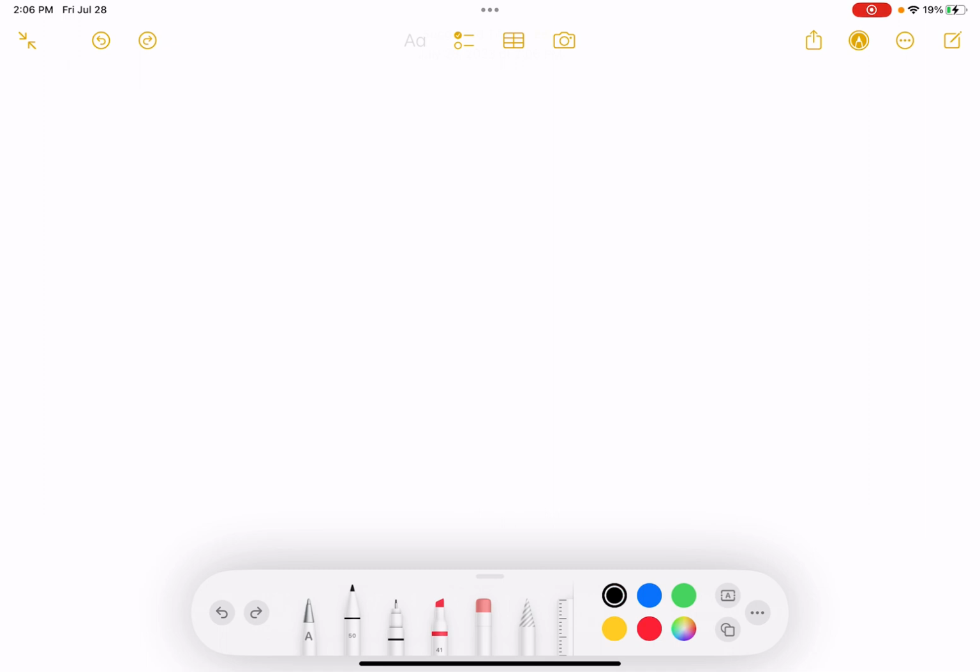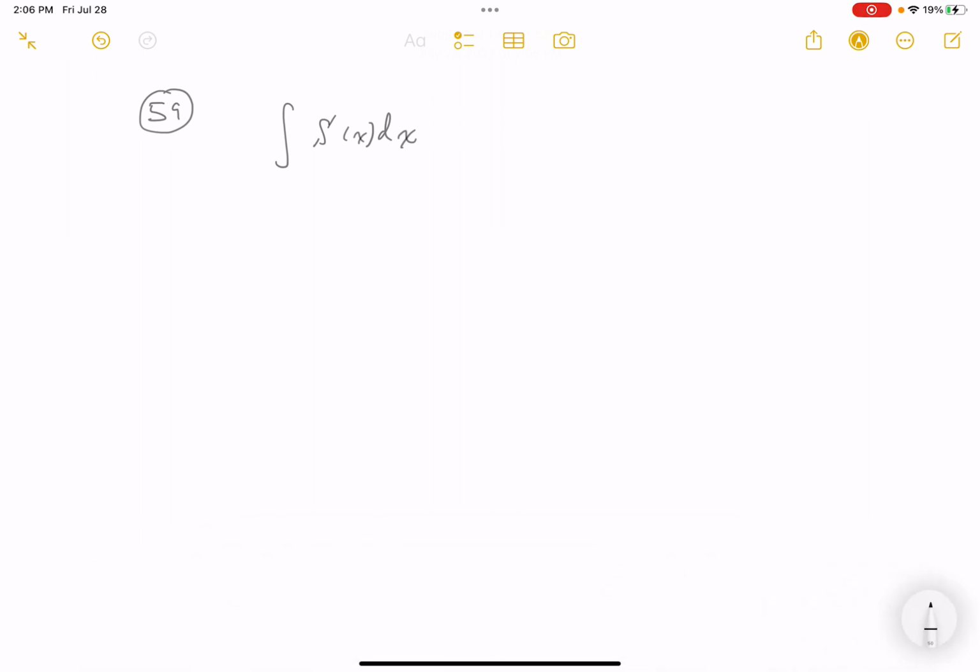And in 59, we're asked to integrate this function S. And again, if you can't remember what this is, that's fine. You just look back over the notes. Let me remind you, we've seen it before. All right, what have we seen before?